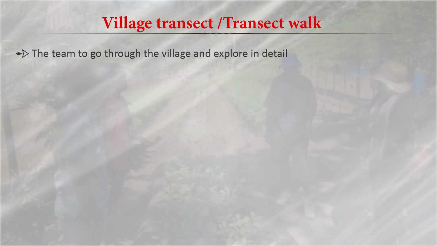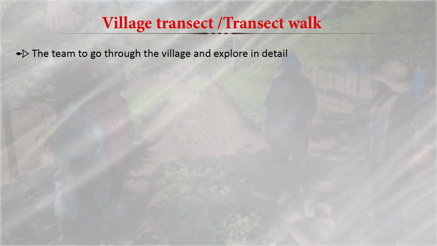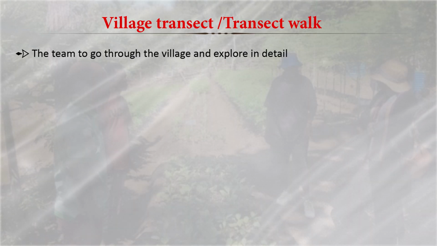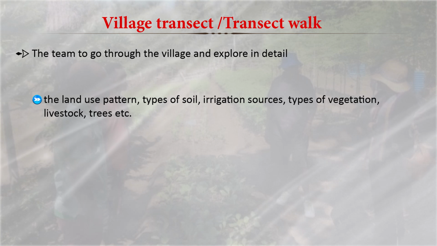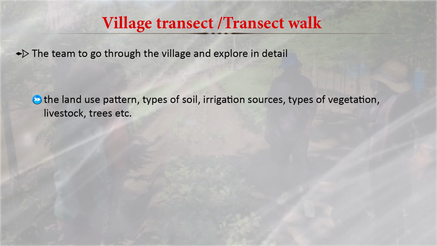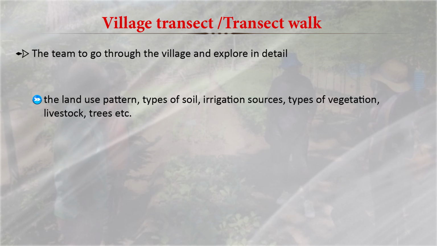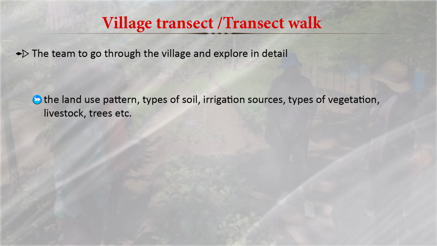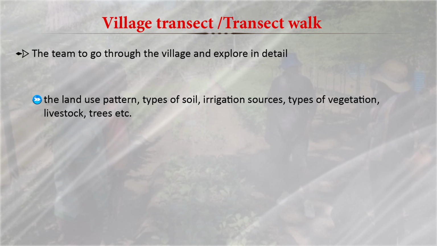Then the next technique we use in the PRA methodology is the village transect or transect walk. Here the team goes through the village and explores in detail the land use pattern, types of soil, the irrigation sources available, the types of vegetation available, the livestock available, and trees available.